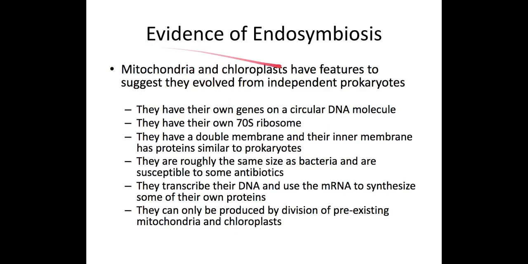All right, now moving on to evidence of endosymbiosis. Mitochondria and chloroplasts have features to suggest they evolved from independent prokaryotes. This is due to the fact that they have their own genes on a circular DNA molecule. They have their own 70S ribosomes. They have a double membrane, and their inner membrane has proteins similar to prokaryotes. They are roughly the same size as bacteria and are susceptible to certain antibiotics. They transcribe their DNA and use the mRNA to synthesize some of their own proteins. And they can only be produced by the division of pre-existing mitochondria and chloroplasts.